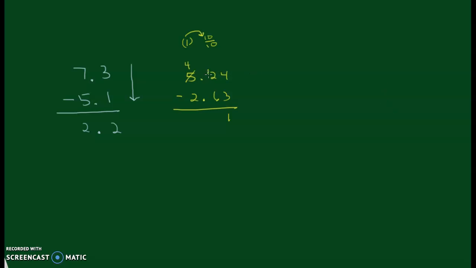Now I can do 12/10 subtract 6/10 and get 6/10. And put in my decimal, and then 4 subtract 2 is 2, and I get 2 61/100.